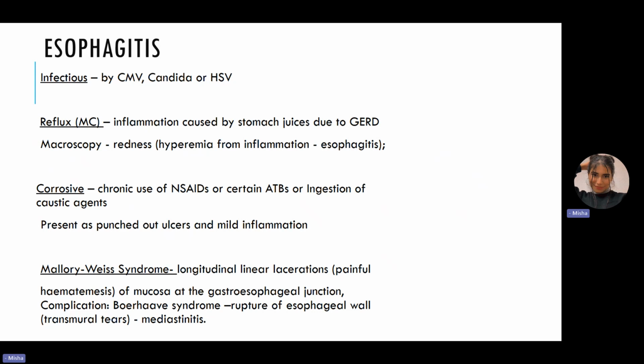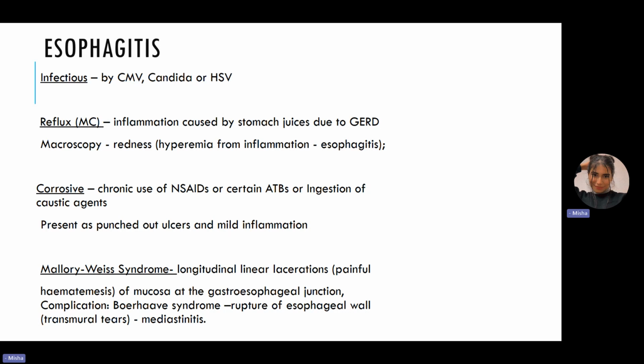Okay, normally when we talk about alkalis, or we can say lyes, they can basically lead to liquefactive necrosis. Whereas when we're talking about acids, they're actually leading to coagulative necrosis. Okay. Now, again, what do these lesions look like? They actually present as these punched out ulcers, and mild inflammation can be seen in this case as well.